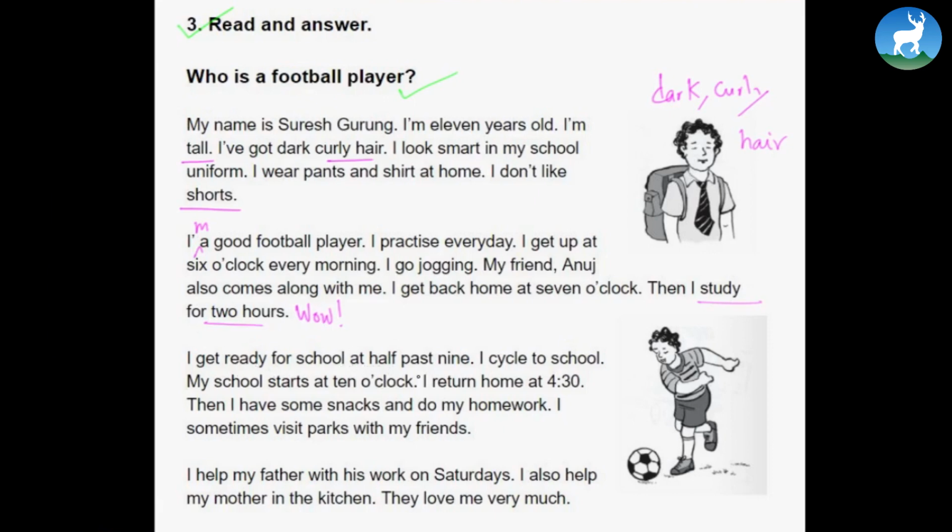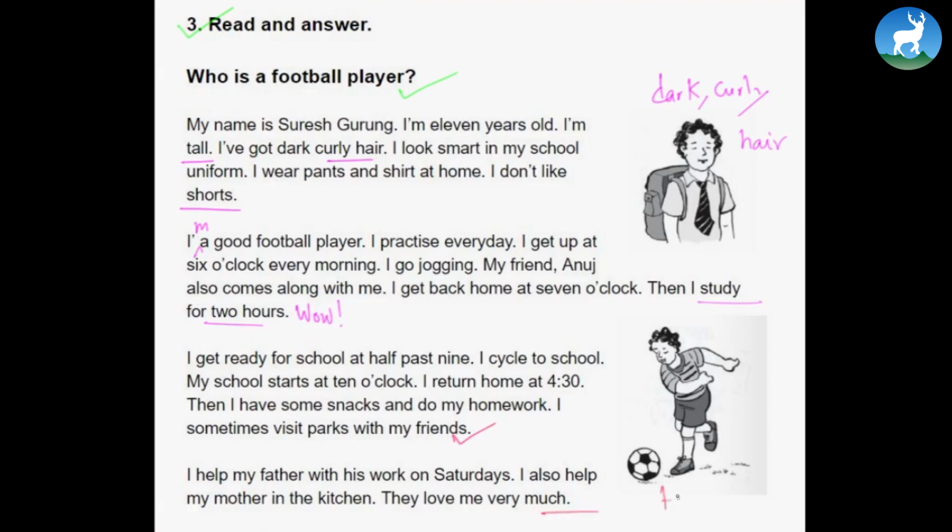I get ready for school at 9:30. I cycle to school. My school starts at 10 o'clock. I return home at 4:30. Then I have some snacks and do my homework. I sometimes visit parks with my friends. I help my father with his work on Saturdays. I also help my mother in the kitchen. They love me very much.